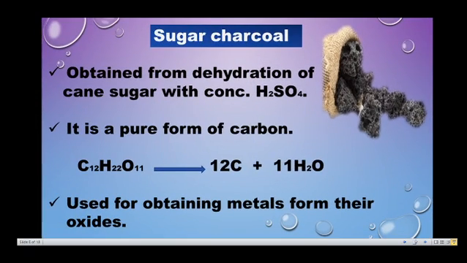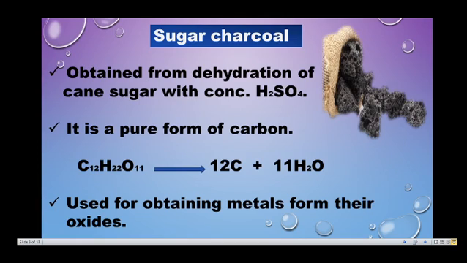Sugar charcoal is obtained from dehydration of cane sugar with concentrated sulfuric acid. Dehydration is nothing but removal of water. So we have taken cane sugar and it is treated with concentrated acid. The dehydration process takes place, that means water is removed from cane sugar. So it is one of the pure forms of carbon.